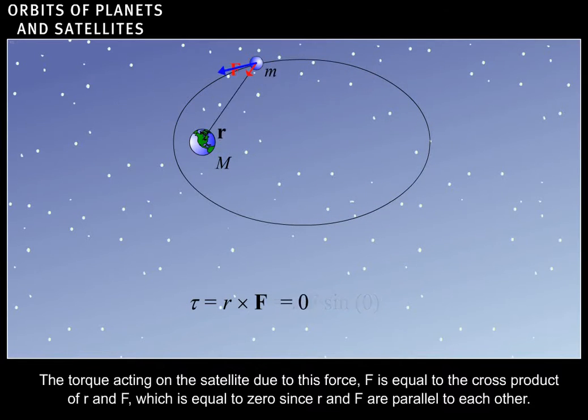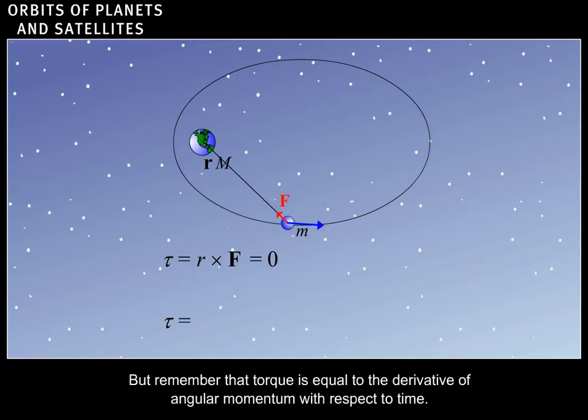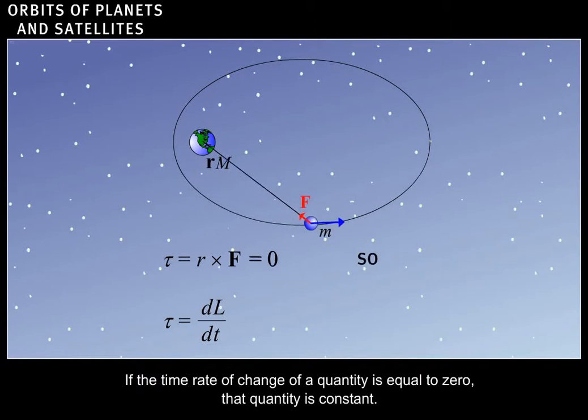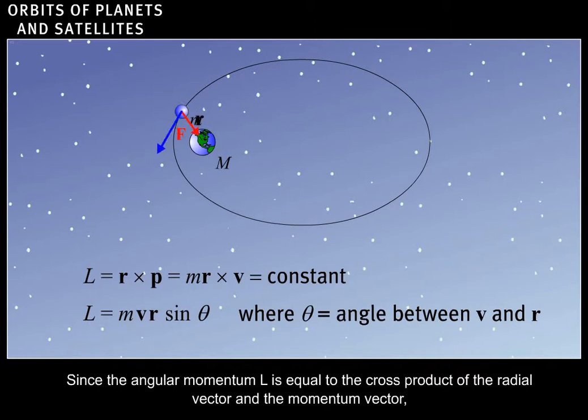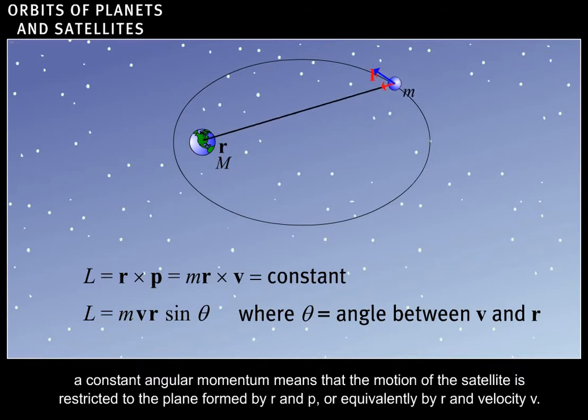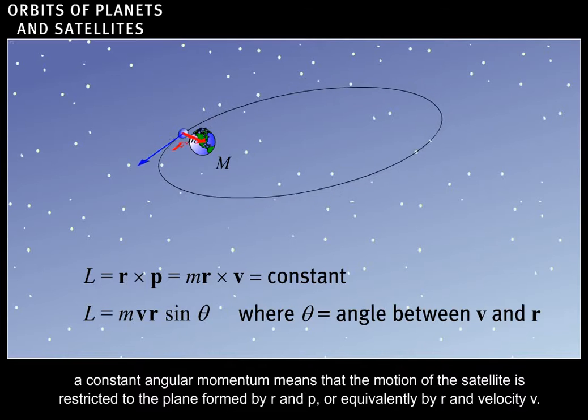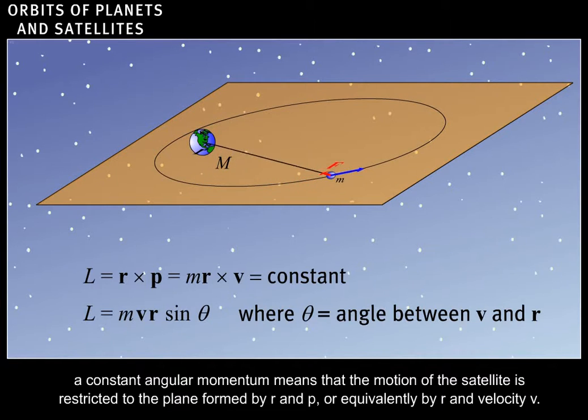But remember that torque is equal to the derivative of angular momentum with respect to time. If the time rate of change of a quantity is equal to 0, that quantity is constant. So the angular momentum L of the satellite is always constant. Since the angular momentum L is equal to the cross product of the radial vector and the momentum vector, a constant angular momentum means that the motion of the satellite is restricted to the plane formed by r and p, or equivalently by r and velocity v.